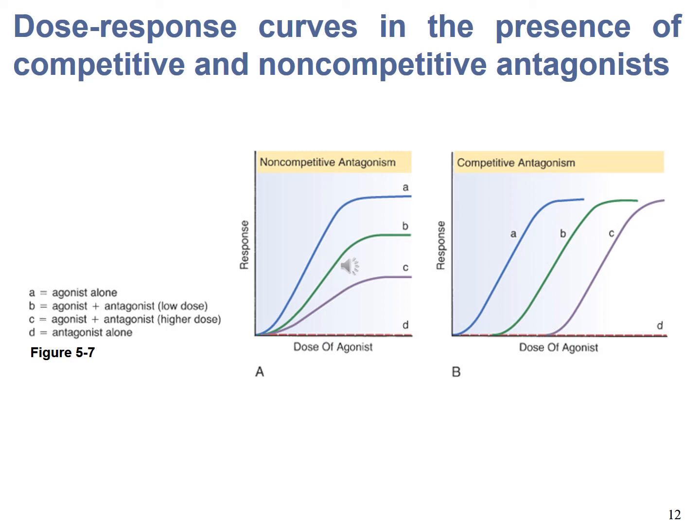And so that's why, if you look at the x-axis, which is the dose of agonist, you see you need more of your agonist and your curves shift to the right. And then D again is your antagonist alone, so you see the curve is flat, because it's just the antagonist. So try to play with that and understand the difference between a non-competitive antagonism and a competitive antagonism.